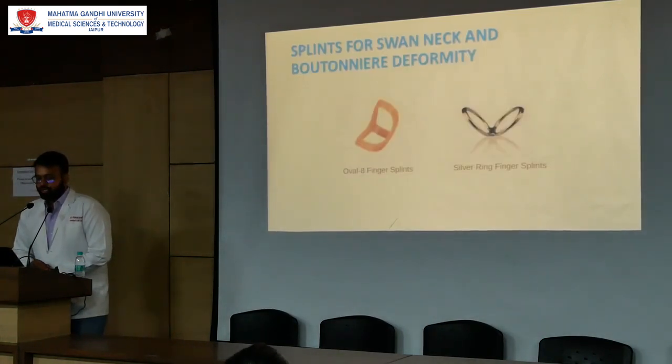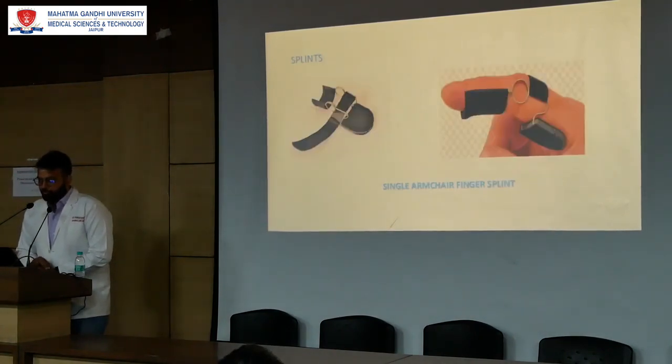The following splints are there for swan neck and boutonniere deformity, which are given. You can see on the left side is an oval-8 finger splint, on the right side is a silver ring finger splint. We prescribed this one, the single armchair finger splint, and this one is the most prescribed one.